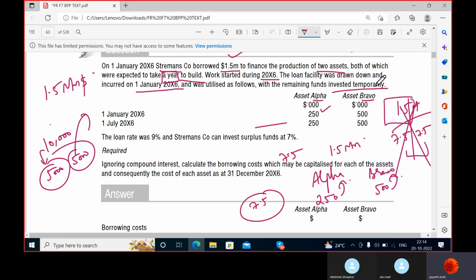They can invest it for a year. In the next 6 months they are utilizing again 250 and 500. In this way, over the entire year they are utilizing the total 1.5 million. Loan rate is 9%, and the surplus left over after using 7.5 in the first phase, they can invest and make returns of 7%.